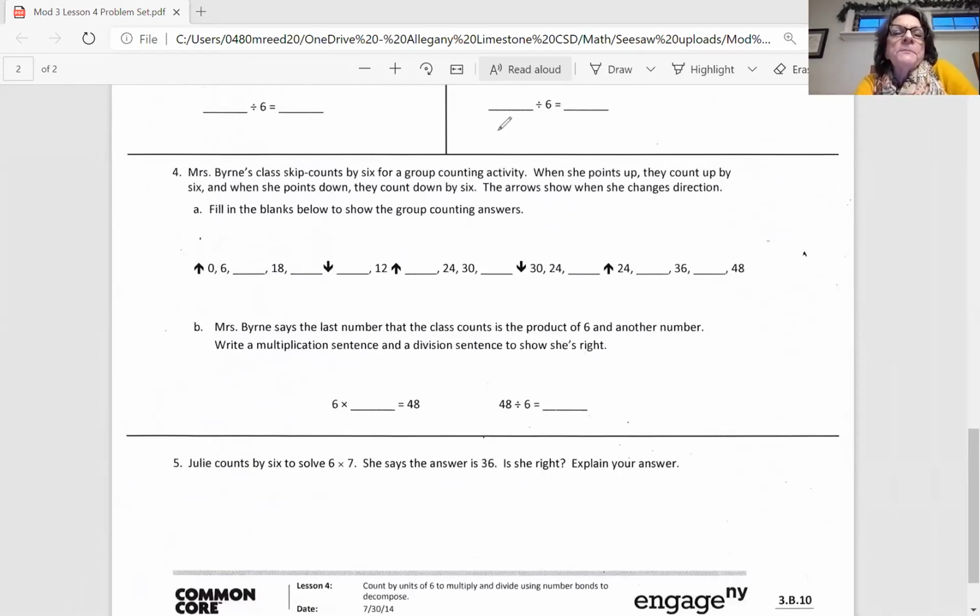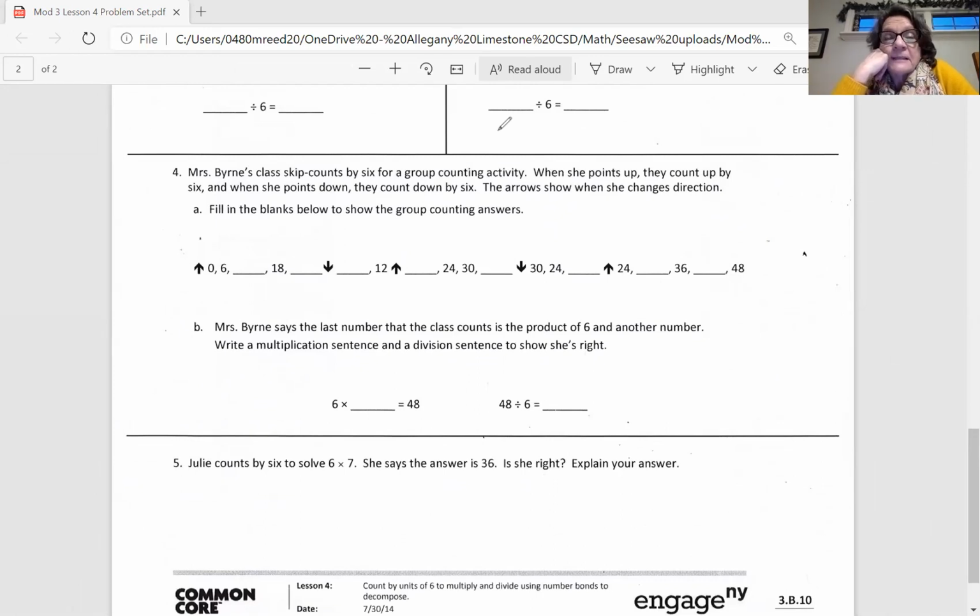Number 4 says, Mrs. Burns' class skip counts by 6 for a group counting activity. When she points up, they count up by 6, and when she points down, they count down by 6. The arrows show when she changes direction. Fill in the blanks below to show the group counting answers.